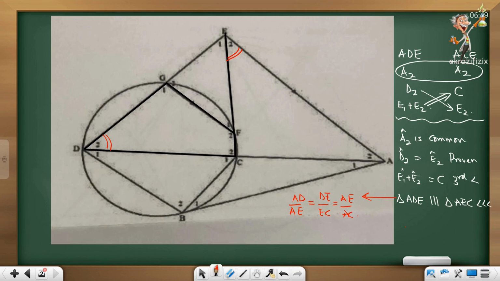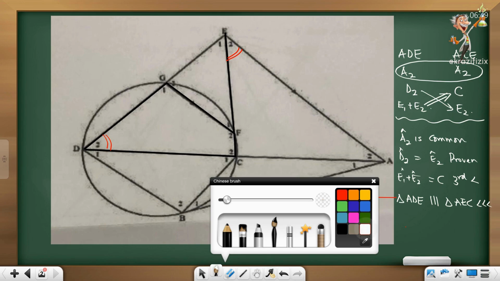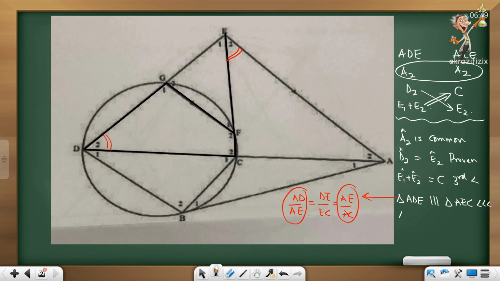What am I looking for? AE squared is equal to, oh, we are done. Do you see that? Now in my write-up, I'm only going to write that 2. Therefore, AD over AE is equal to AE over AC because of similar what? Triangles. Cross multiply, AE squared equals to AD multiplied by AC.